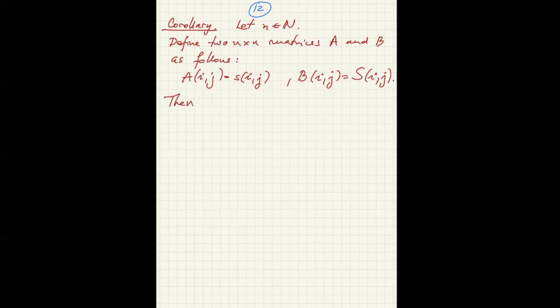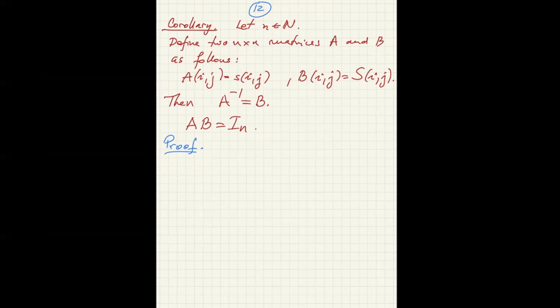Then these matrices are inverses of each other. A inverse is B, or if you want to write it differently, AB equals I_n. And the proof comes from what we did before and a bit of linear algebra.